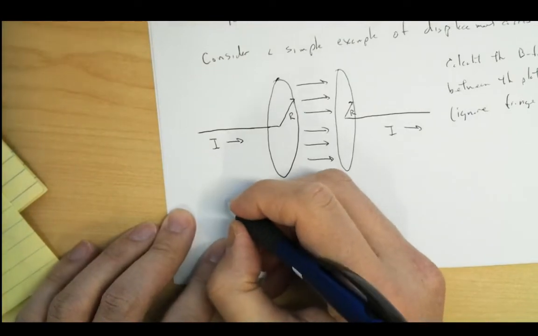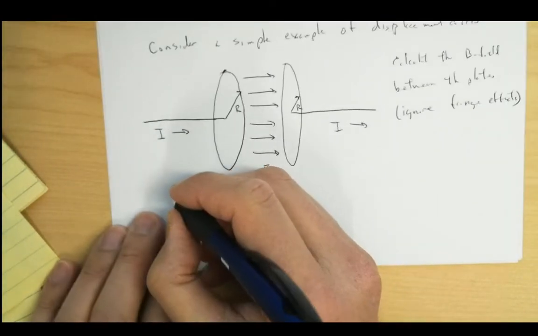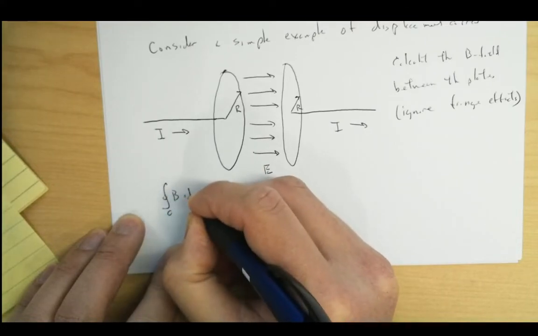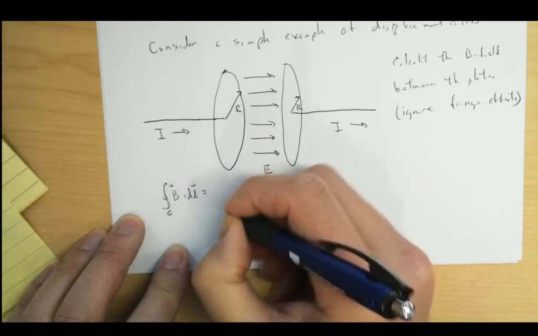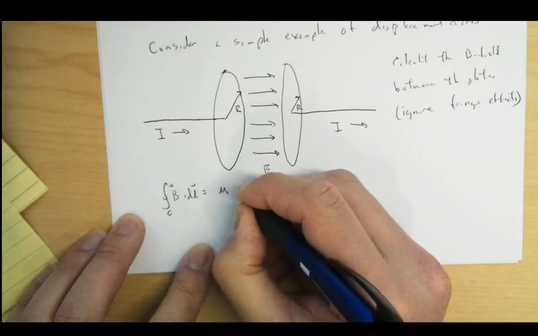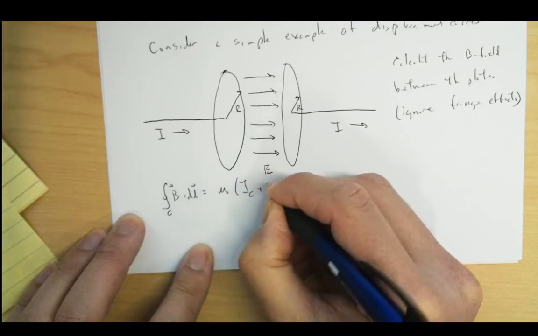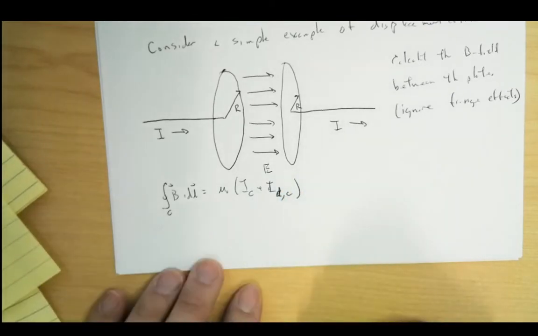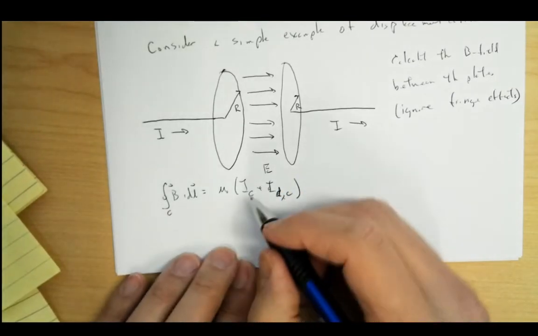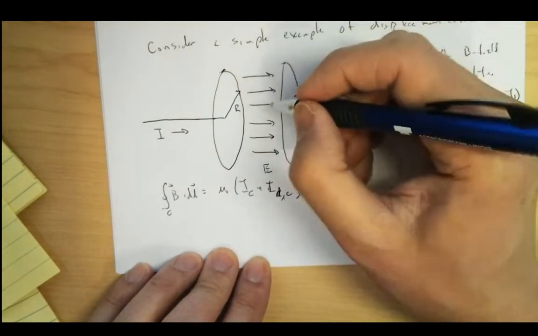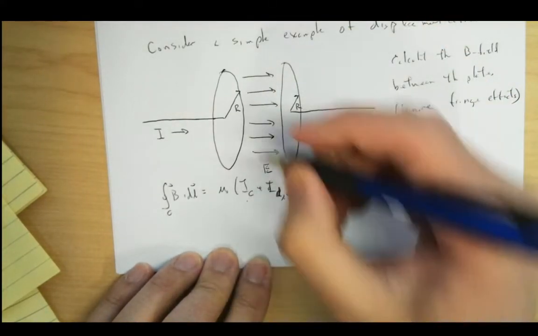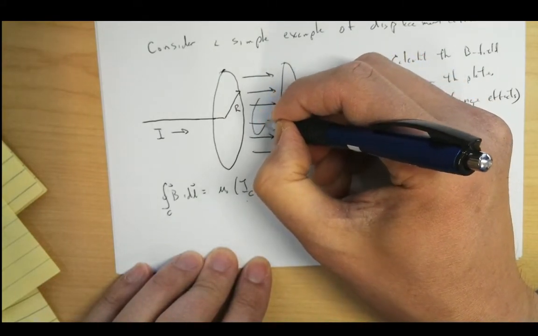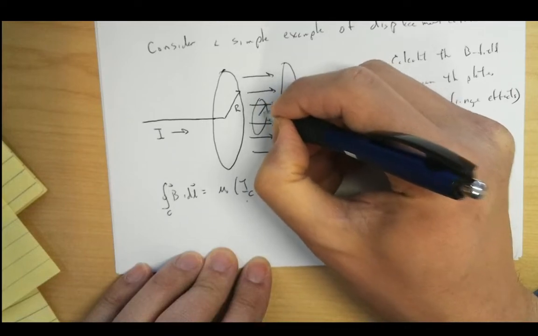So let's write that down. Generalized Ampere's law looks something like this: the integral of B_C dot dl is equal to mu 0 times I_C plus I_d,C. So there's a displacement current. I'm going to do it between the plates, where in fact there's no enclosed current, because there's no current flowing through. So I'm going to draw my circle here. This is going to be radius R.